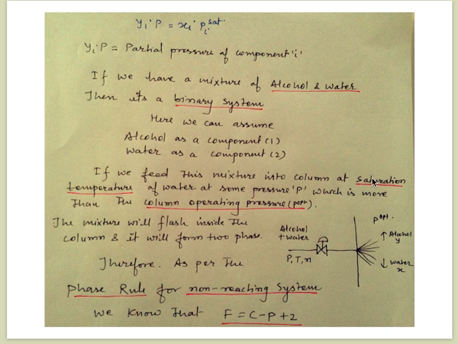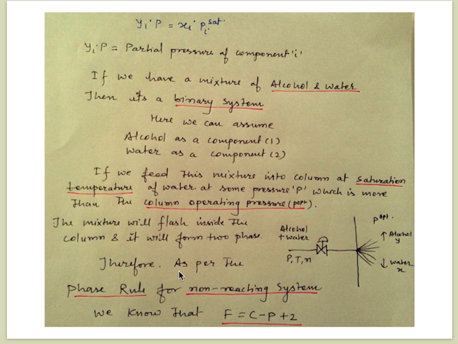So if we feed this mixture into a column at saturation temperature, that means at the bubble point, at some pressure P which is more than the column operating pressure. The feed stream pressure should be higher than the operating pressure of the column. Otherwise, in simulation, your model will not converge because the stream cannot enter the column. So the mixture will flash inside the column and form two phases. When the stream at higher pressure enters, there will be a pressure drop, so it will flash. Another reason for flashing is that the feed stream is at bubble point, so it will easily flash.